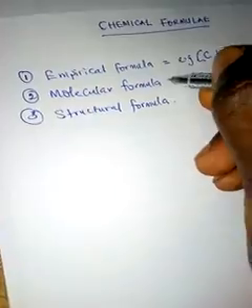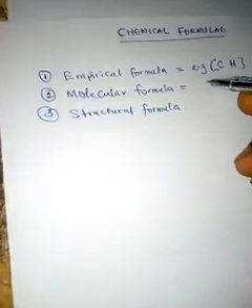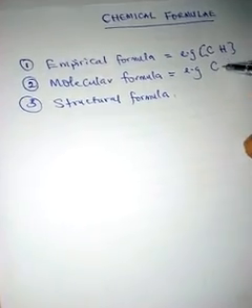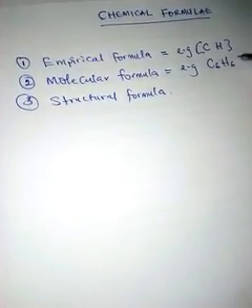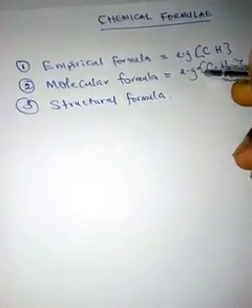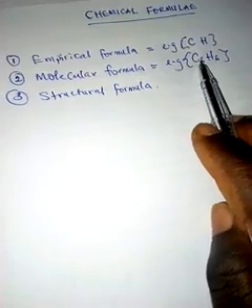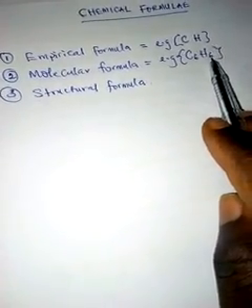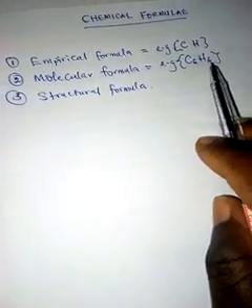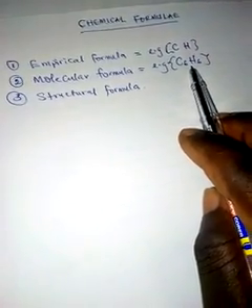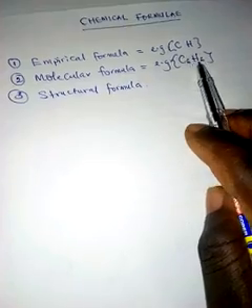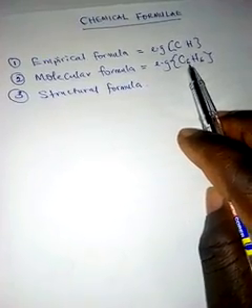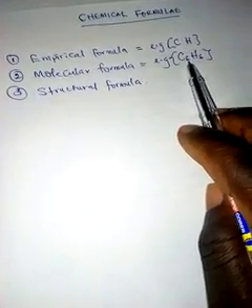Now, an example of a molecular formula is C6H6. So C6H6 is benzene. Now it's telling us that I have 6 atoms of carbon here and 6 atoms of hydrogen, which gives this compound its formula. So C6H6 is the molecular formula of benzene.